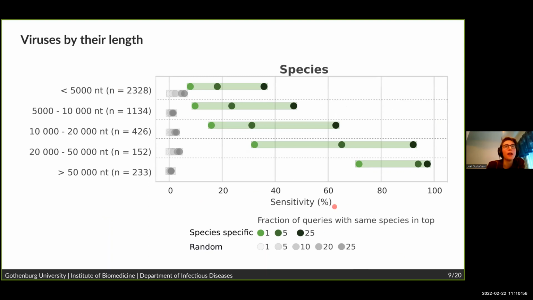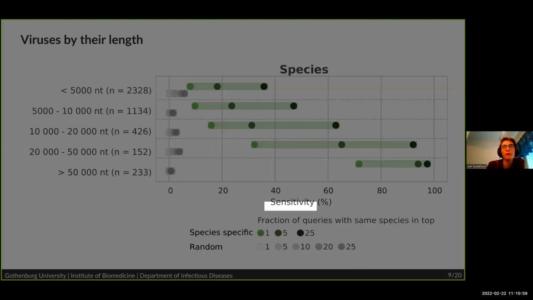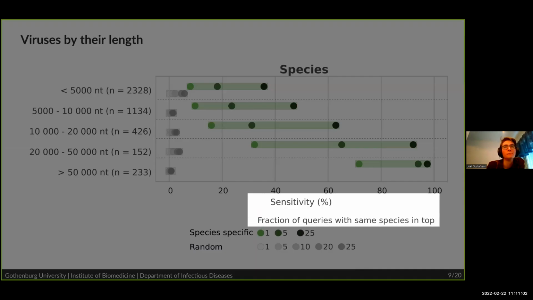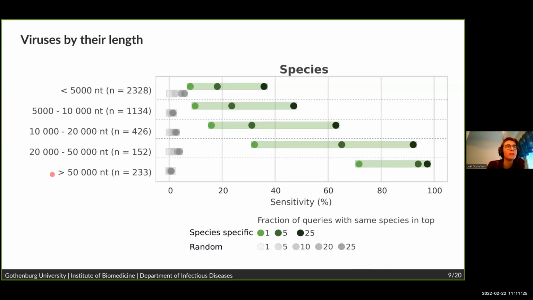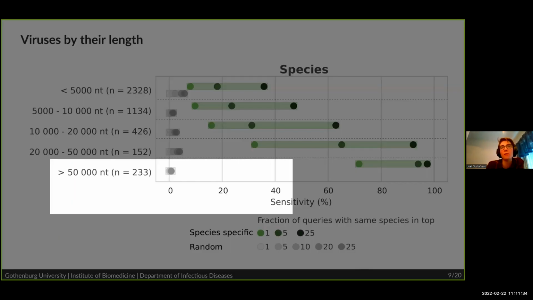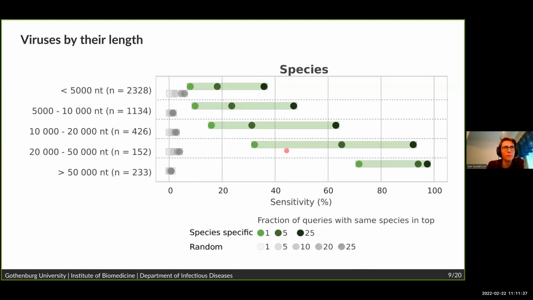So what we look at is sensitivity, which is the fraction of queries with the same species, for instance, in the top 1. So if the very most likely signature and query come from the same species; in the top 5, if for a query we have the correct species somewhere among the 5 most likely models, and so on. And what we see is that for very long viruses, this is almost always the case, that they have a conserved preference for some type of k-mer within their genomes.